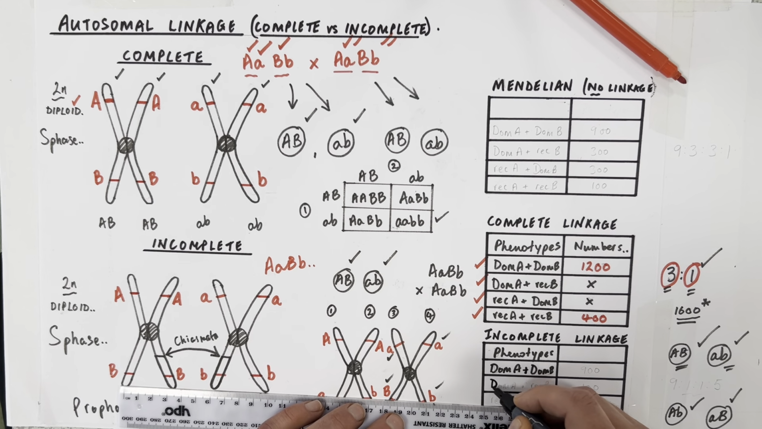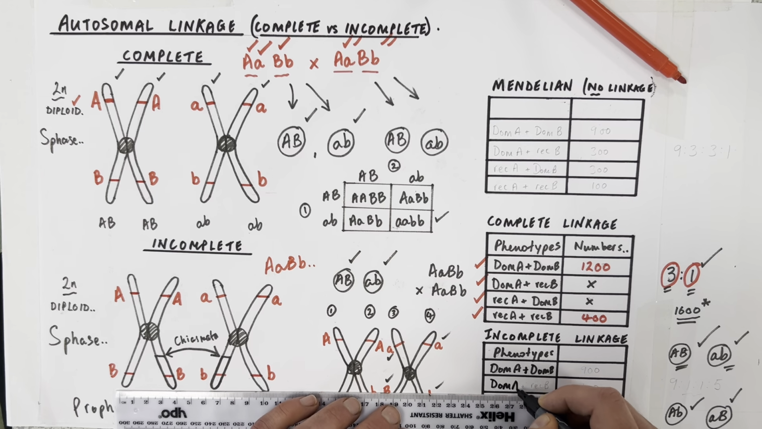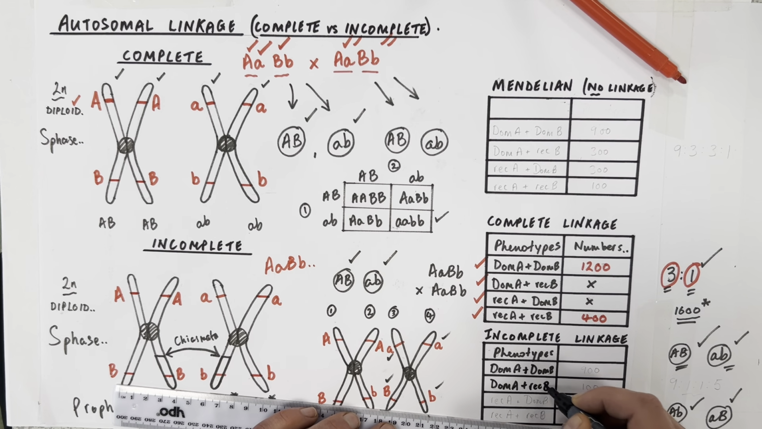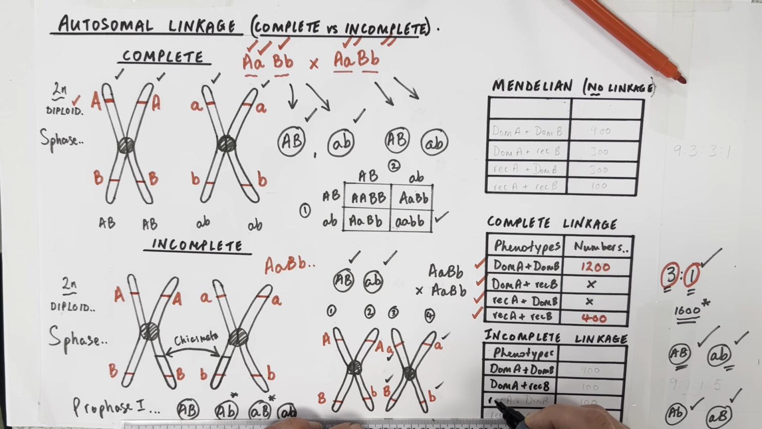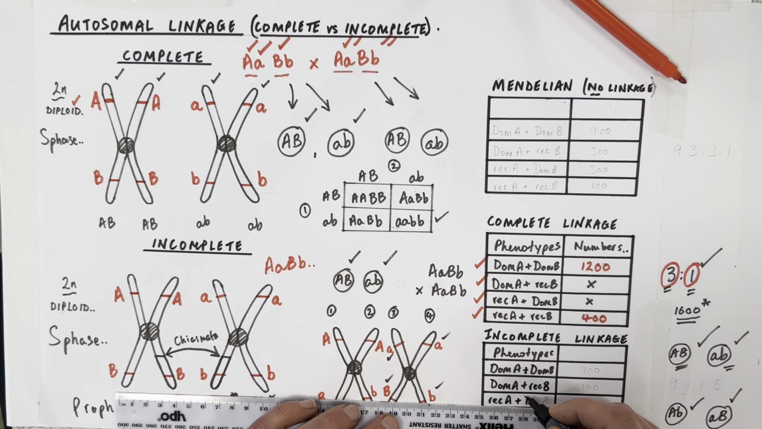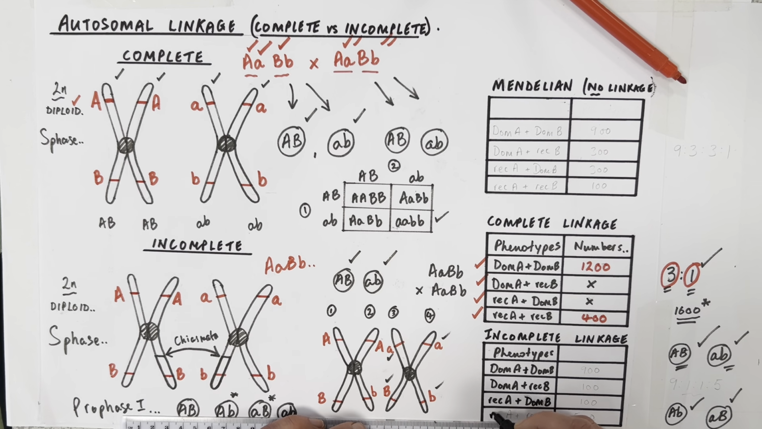I'm going to say dominant A and recessive B as the phenotype. And then the other recombinant phenotype, so recessive A and dominant B. And the fourth phenotype would be the recessive A phenotype combined with the recessive B. That's the double recessive phenotype. So again, if we had 1,600 plants or offspring, we might expect a bit of a weird ratio.